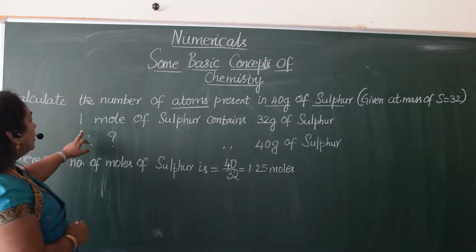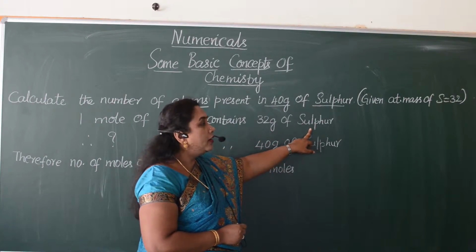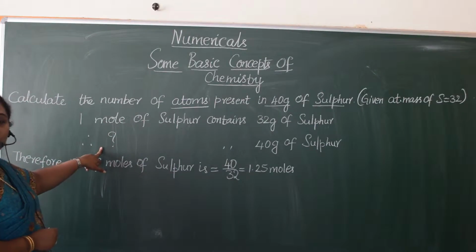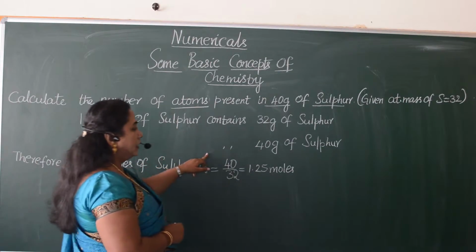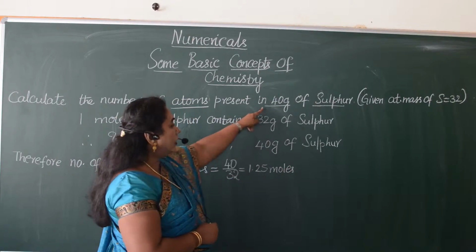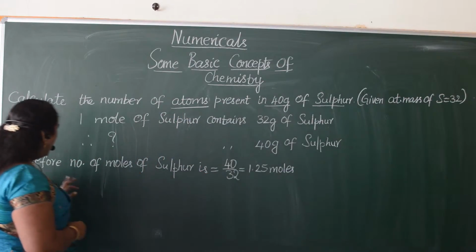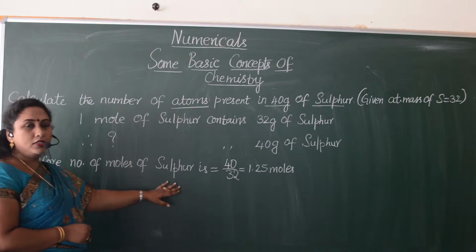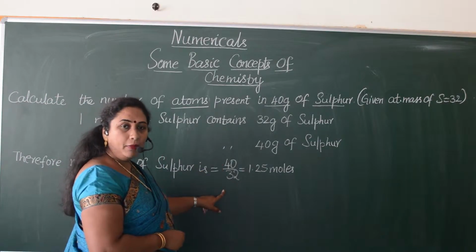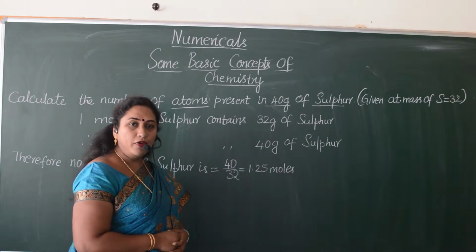Now look at this. 1 mole of sulfur contains 32 grams of sulfur as per the given data. Therefore, how many moles of sulfur will be present in 40 grams of sulfur? To calculate the number of moles of sulfur present in 40 grams, 40 divided by 32. That gives us the value as 1.25 moles.